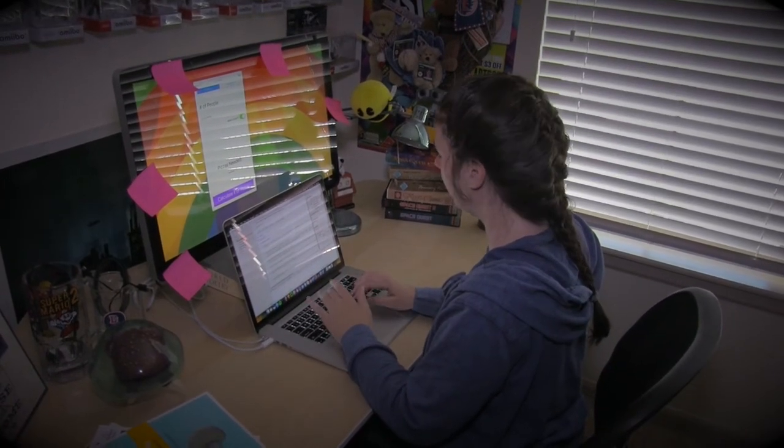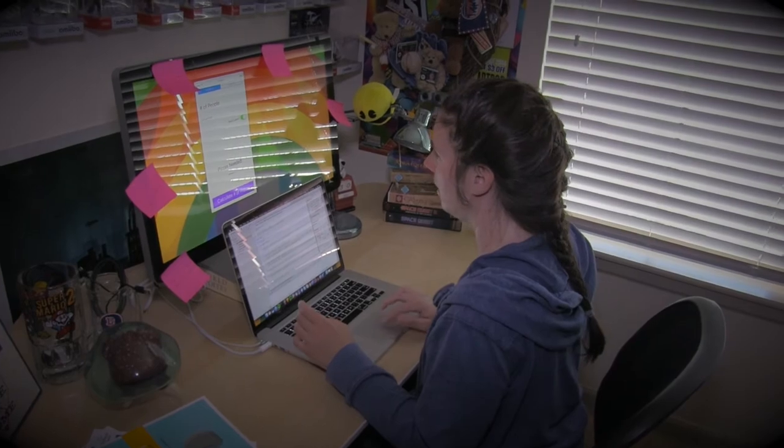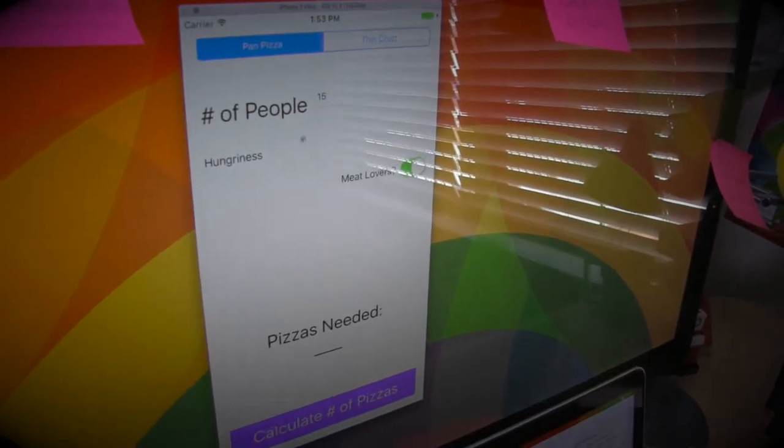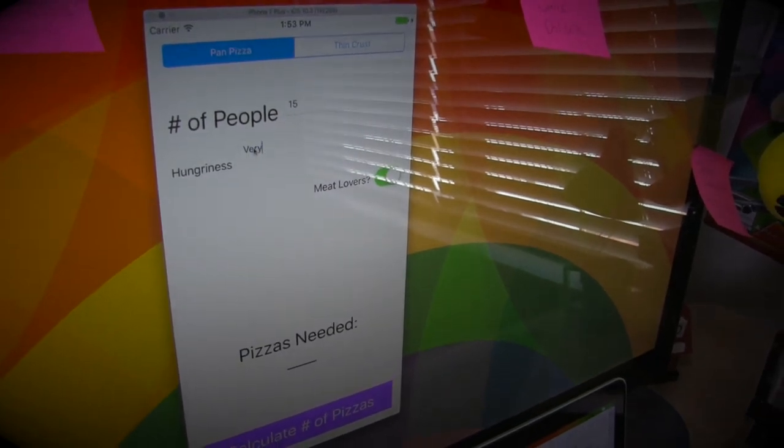I don't really understand what the issue is going on here. I mean, it seems pretty straightforward. I want 15 people. They're very hungry.